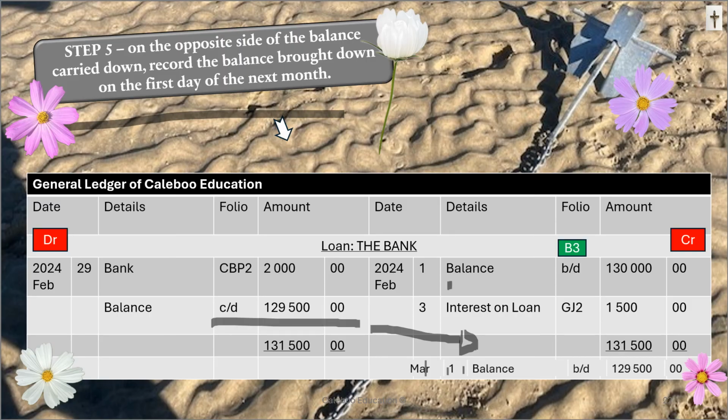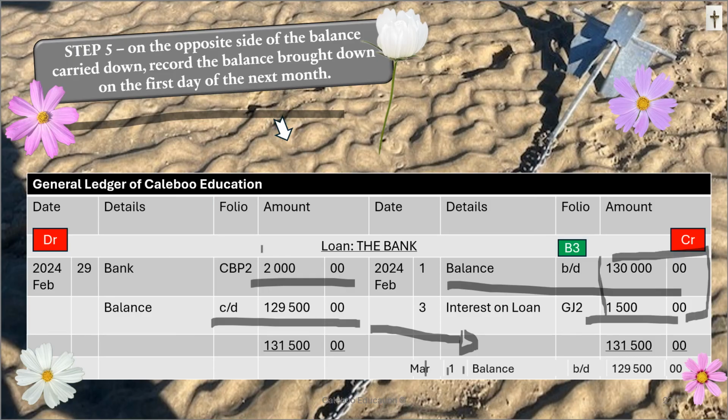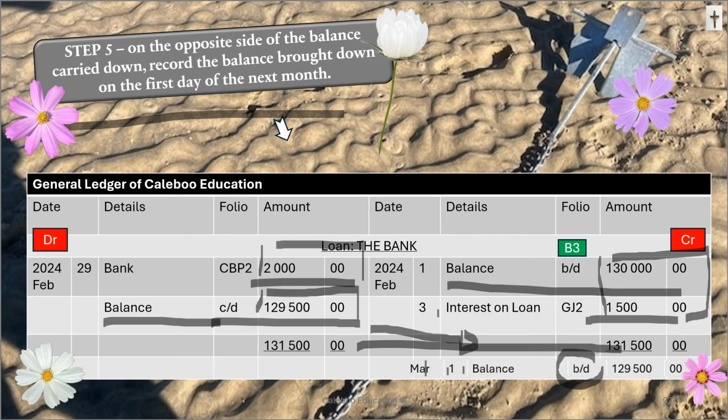So we got here balance brought down. We put in the two transactions for February. We added up the credit side. We subtracted the debit side. We added to the smaller side the balance carried down. We totaled both sides. Then on the opposite side of the carried down, the 1st of March in this case, we have what we call the balance brought down, 129,500.